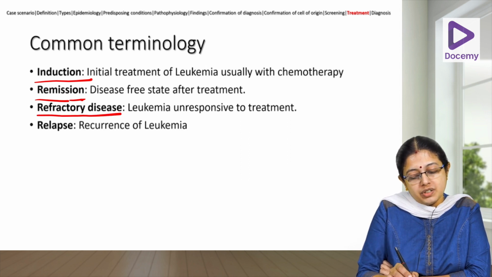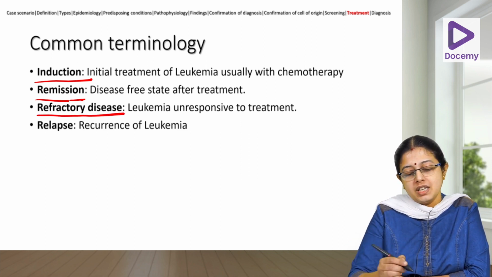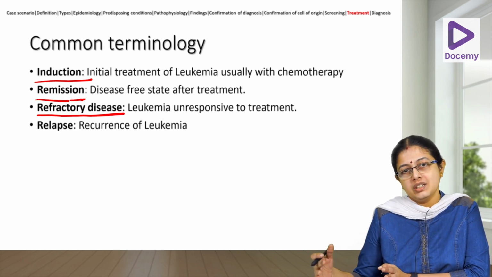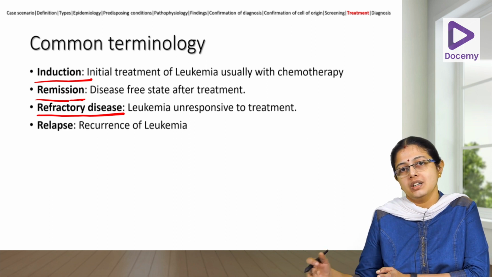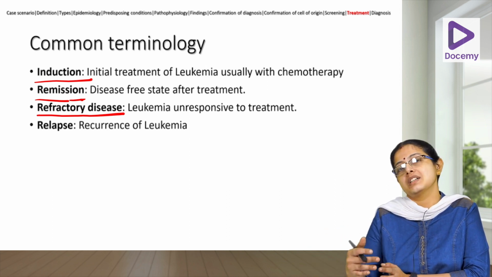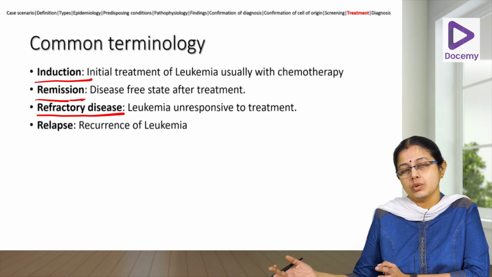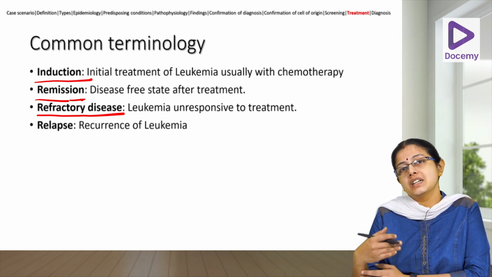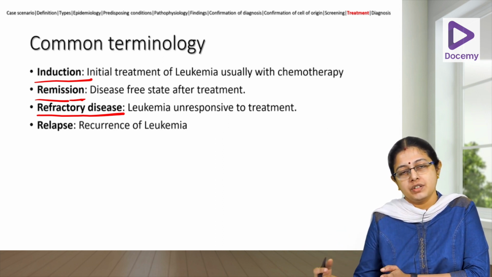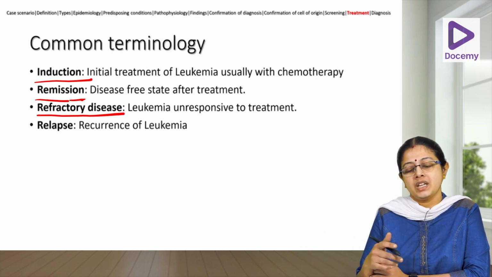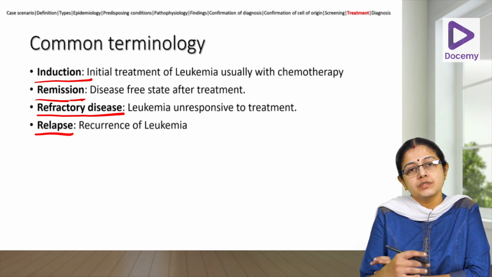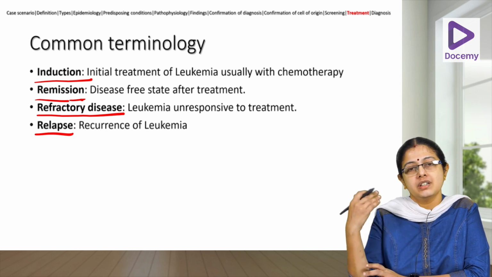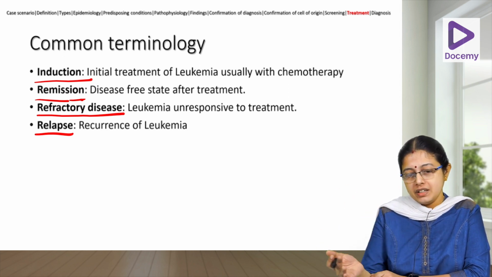If he does not respond to the treatment, it is called refractory disease. And if after initial response, when you do the reassessment bone marrow, it doesn't show any blast or leukemic cells, it means that normal bone marrow cells have come back. And then, if the abnormal malignant clone comes back maybe after a few weeks or months or years, it is called relapse. So, these are a few of the common terminologies that you should be aware of: the induction, remission, refractory disease, and the relapse.